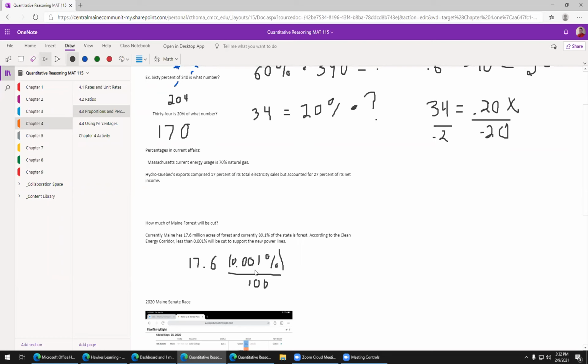So now I just go to my calculator and type 17.6 times 0.001 divided by 100. And I get 0.000176.